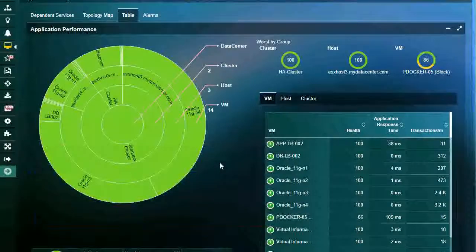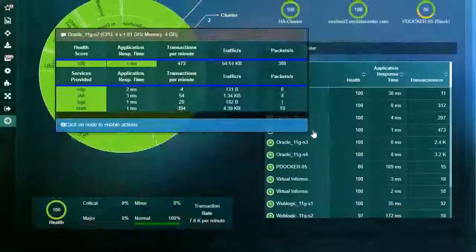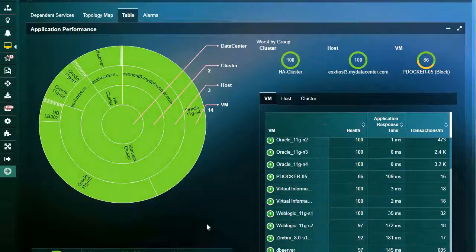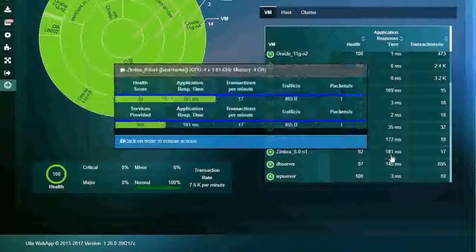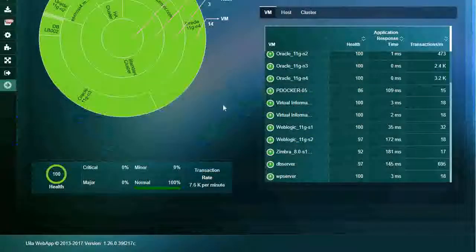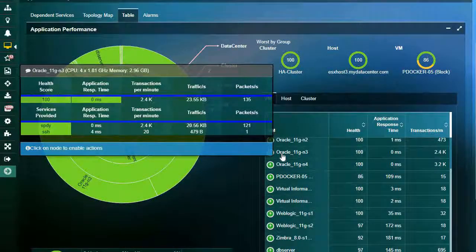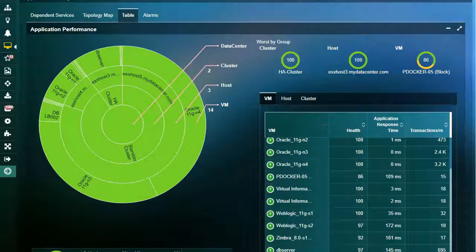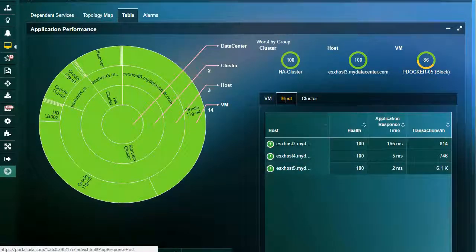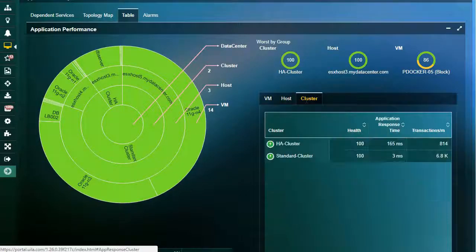And here are those 14 VMs. If we come over here to the right, this table shows the 14 different VMs. Again, we can get a feel for the health, 100% on all of those, and we can see the application response time. There are some that are a little slower than others, like that one, 181 milliseconds. As I hover over one, I get more information about that particular VM. Now you notice in the table there's VM, host, which are the 3 different hosts, and then cluster, the standard cluster and the HA cluster. Again, I get my application response time information by cluster. So just a wealth of information as to what's going on.